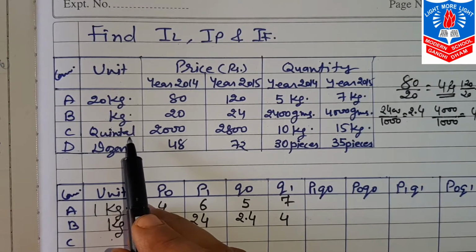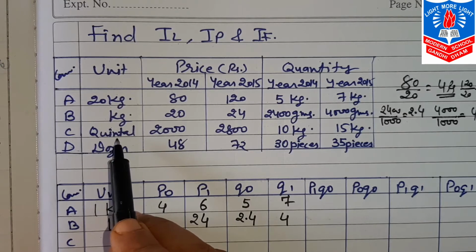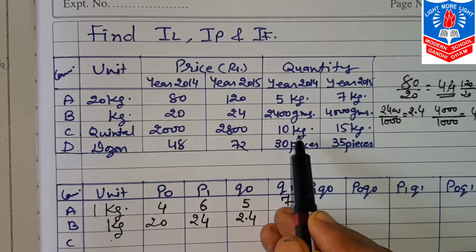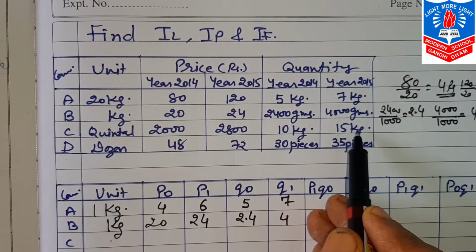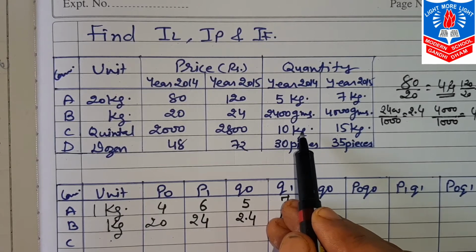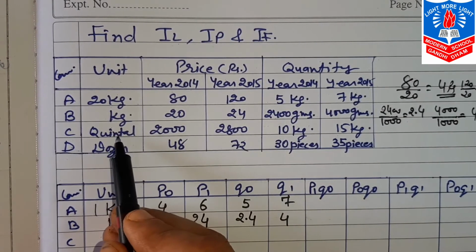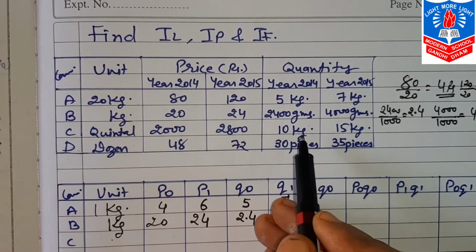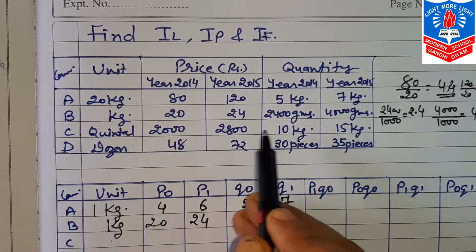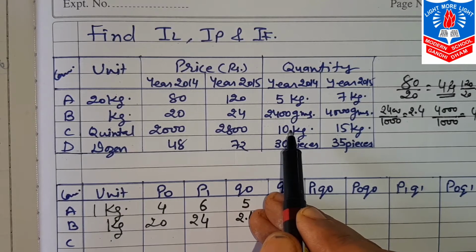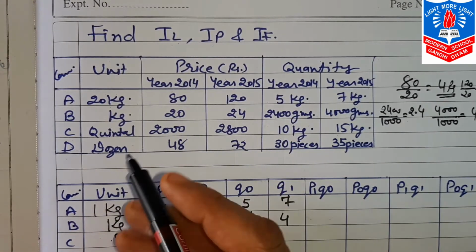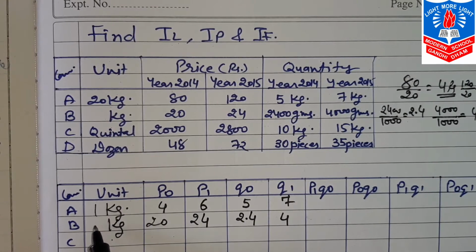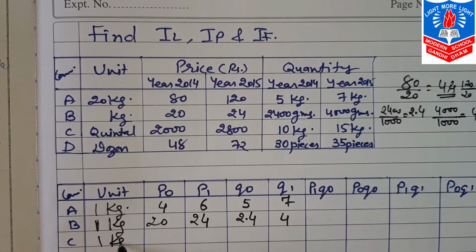Now come to the third commodity, that is C. This C is given in quintal. Here the unit of measurement is quintal, and in the quantity it is kg, for both the base year as well as the current year. So again, two options are with us. One, we convert this quintal into kg, or we convert this kg into quintal. You can use either, but what I suggest is to go for the one in which there are minimum calculations. So in this we will convert the quintal into kg. So here in C we will take it as 1 kg only.